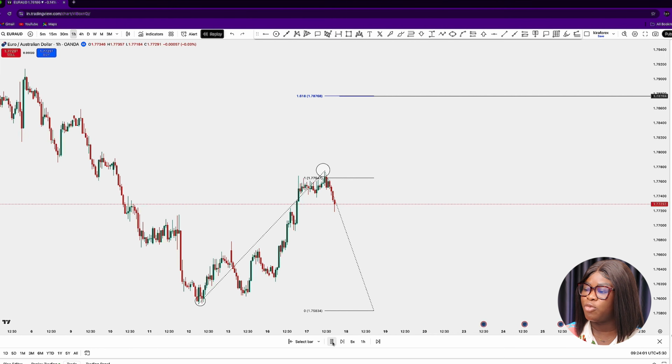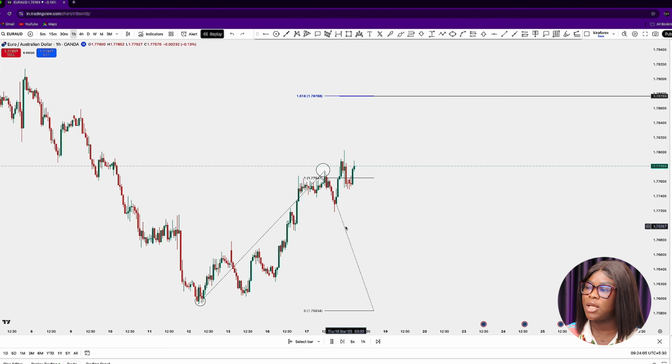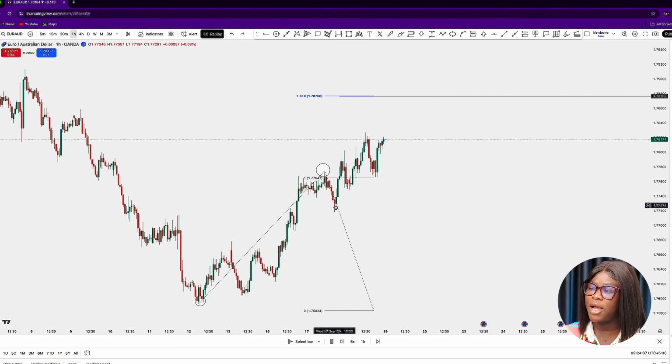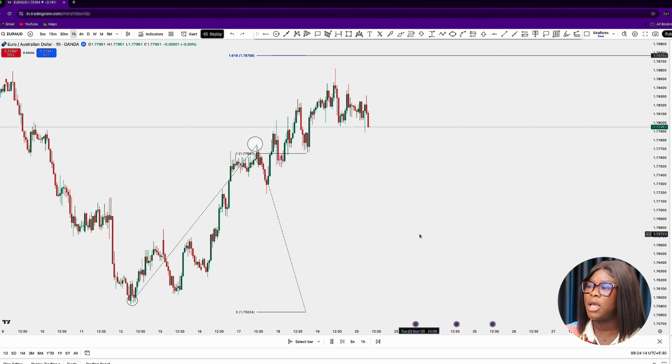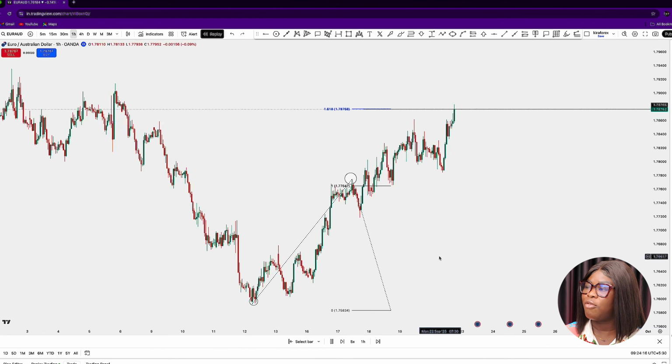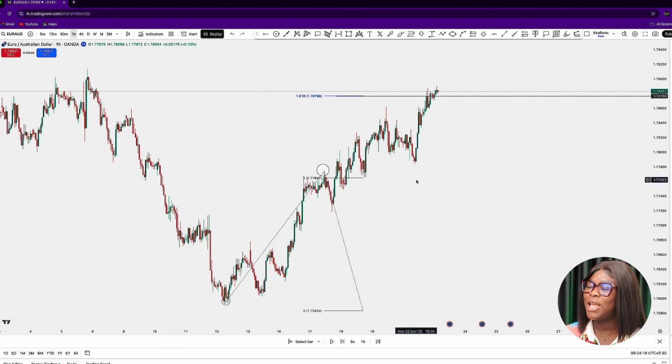Okay, let's see if price will get us to where we want. You can see what happened. You see that price started moving from here right after this pin bar to the upside. Now we want to take our first take profit. Let's wait patiently and see what the reaction of price is. Okay, you can see nicely.